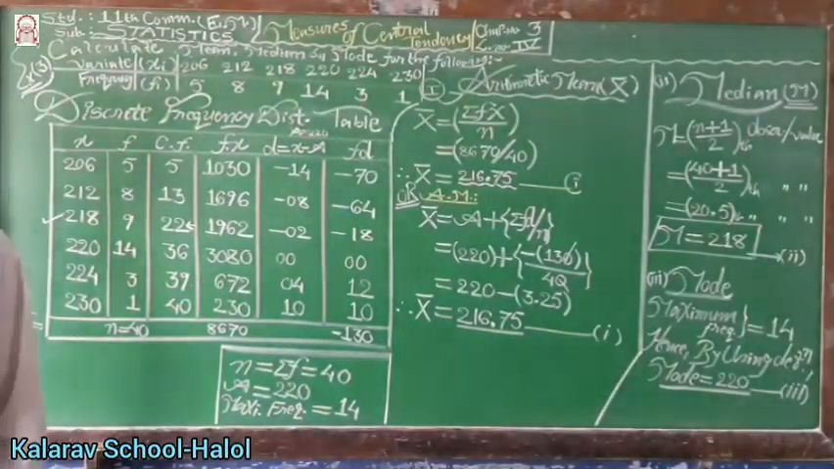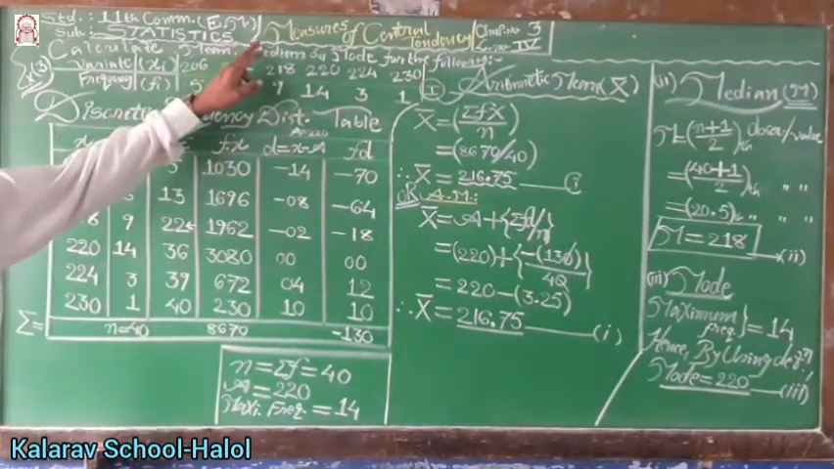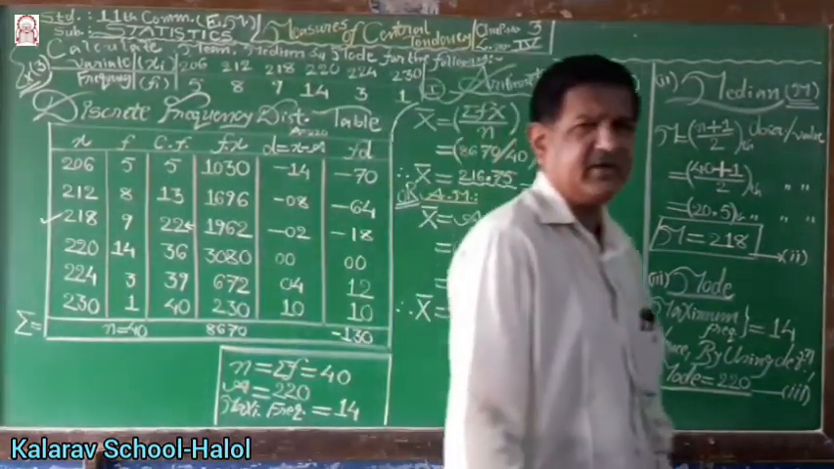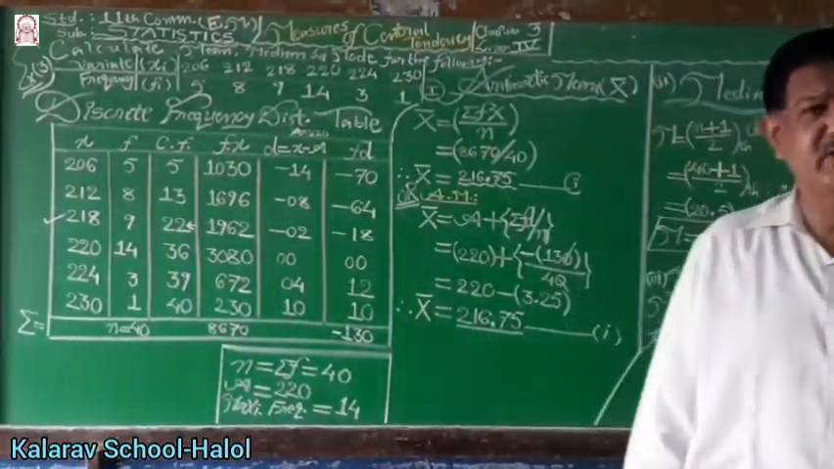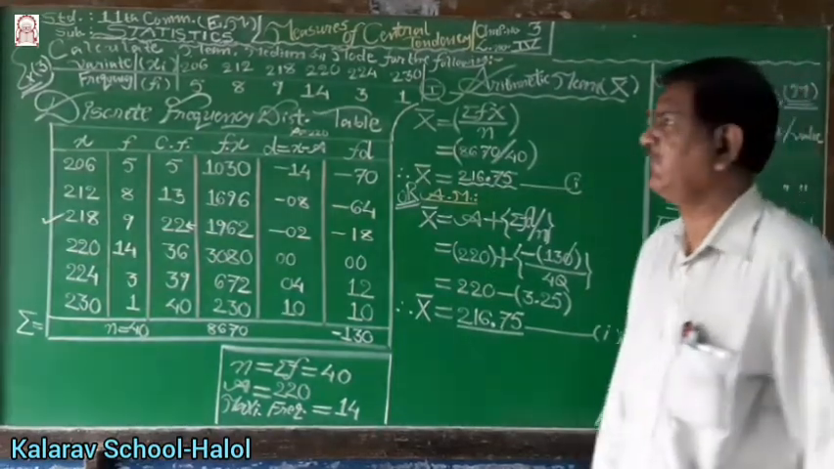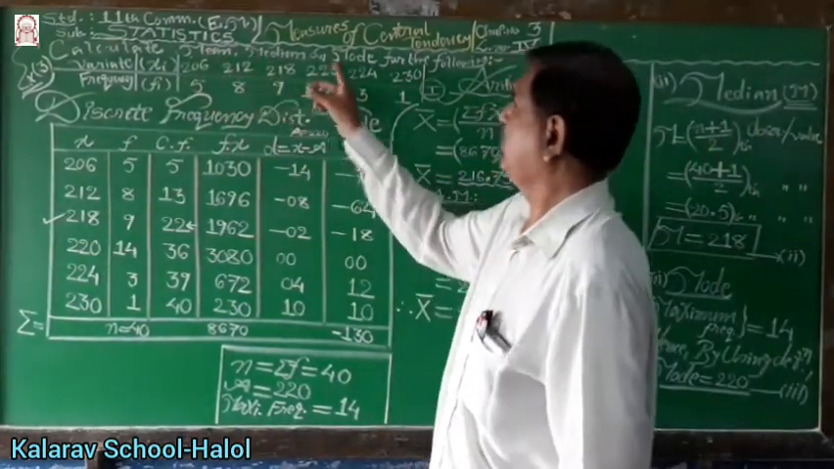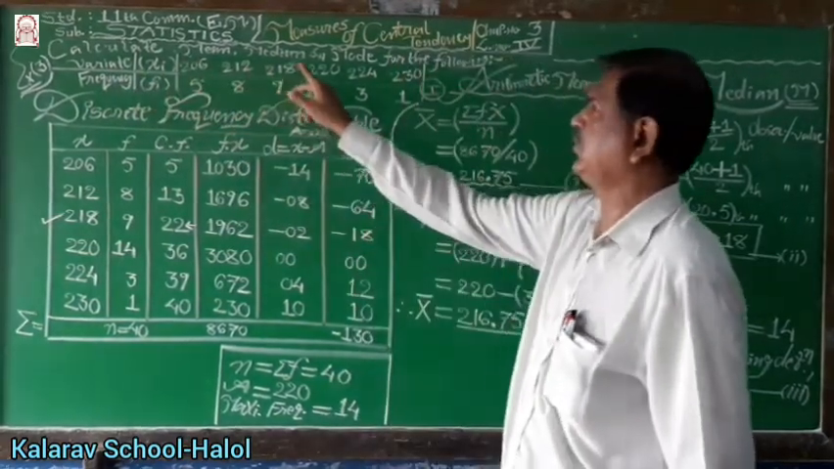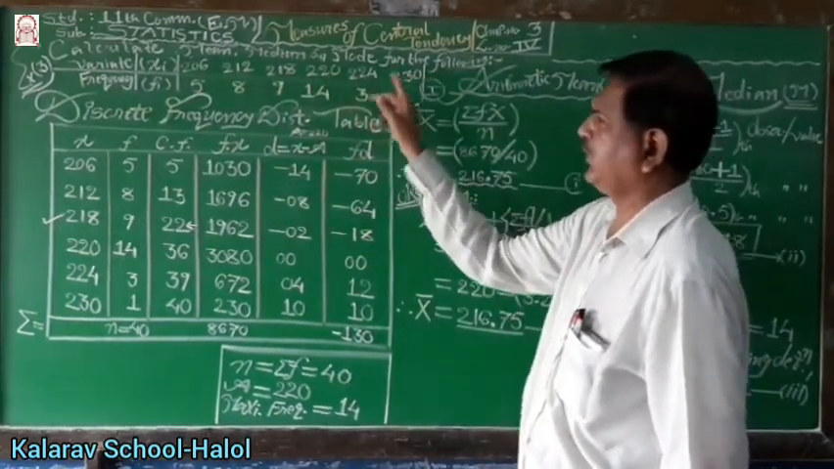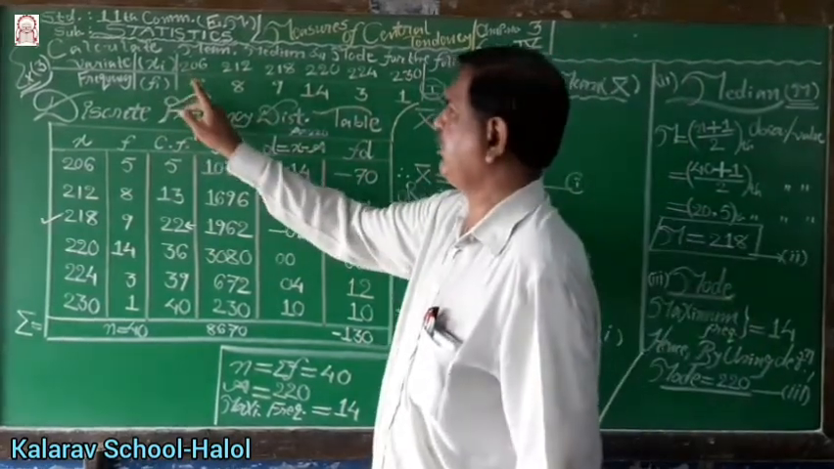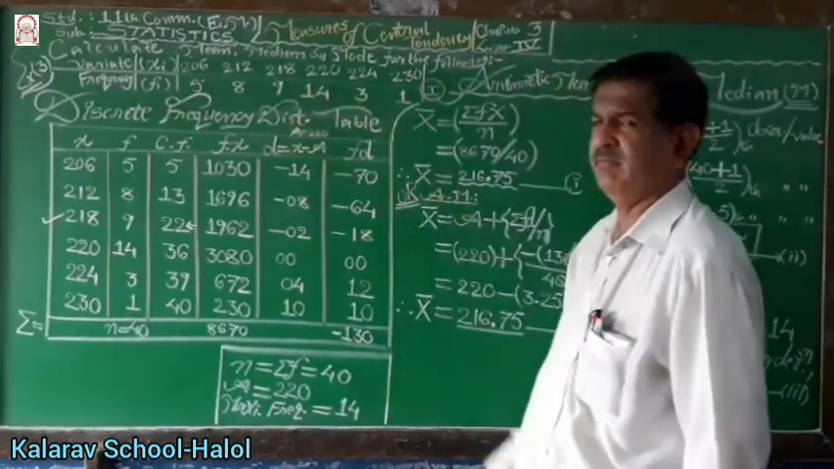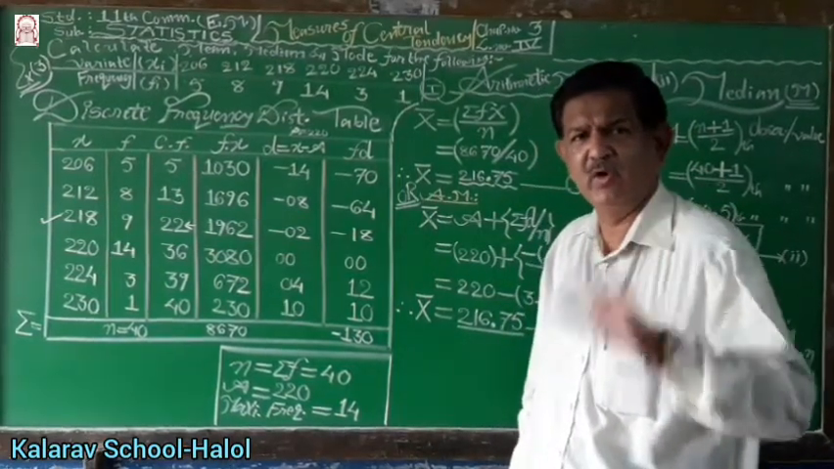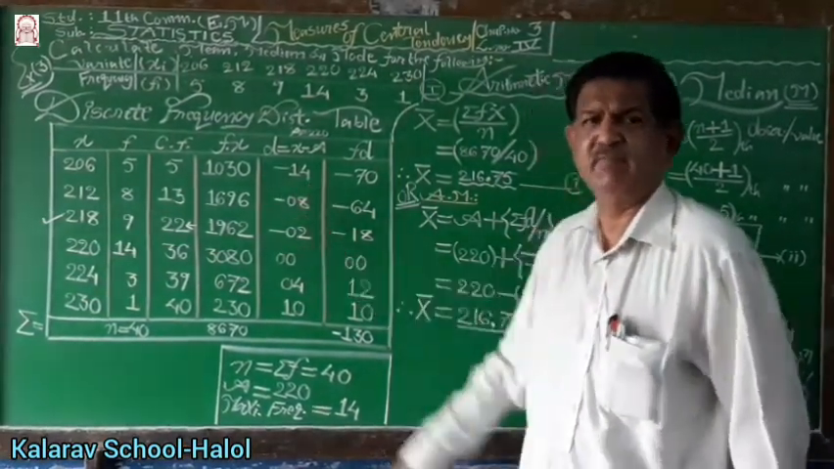Measures of central value, measures of central tendency, chapter number 3 in statistics. We take a discrete type of frequency distribution in which we have to compute the value of mean, median and mode. The variable values are 206, 212, 218, 220, 224, 230 and the related frequencies are 5, 8, 9, 14, 3 and 1. Calculate the values of mean, median and mode for this type of distribution.